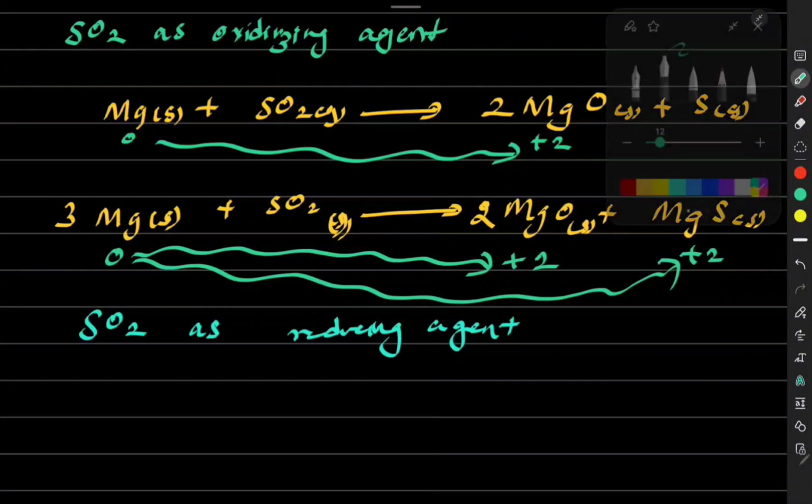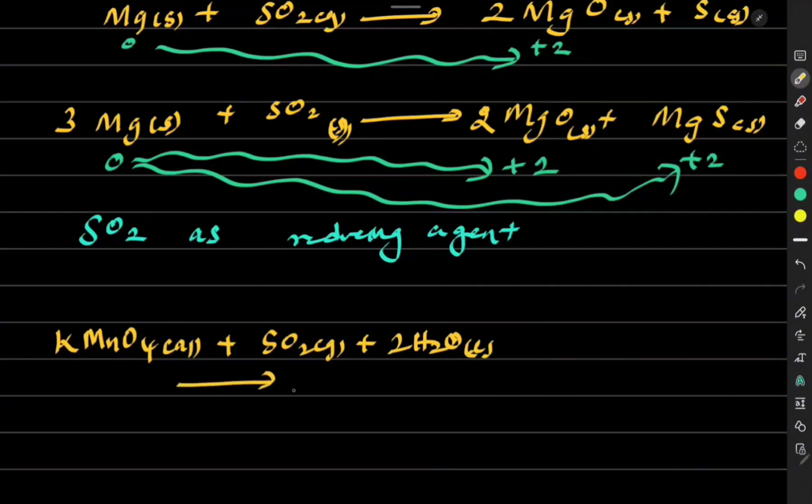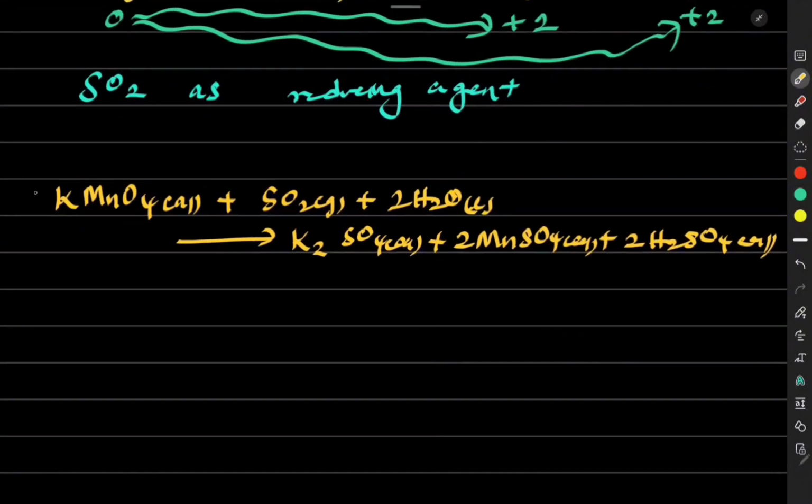Okay, let's look at SO2 as reducing agent. Let's write the reaction first. The same KMnO4, K2Cr2O7. KMnO4 plus SO2 gas plus 2H2O liquid, and they form K2SO4 plus 2MnSO4 plus 2H2SO4. And next we balance this. It should be 2, and the sulfur dioxide is 5. That's it, it's balanced.